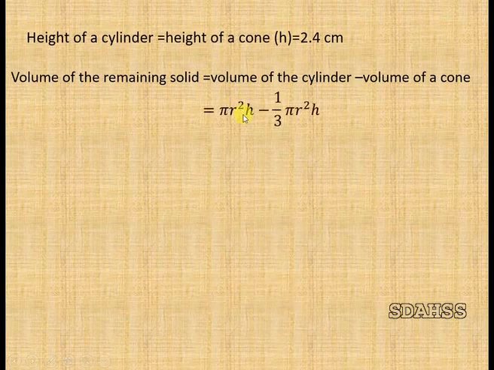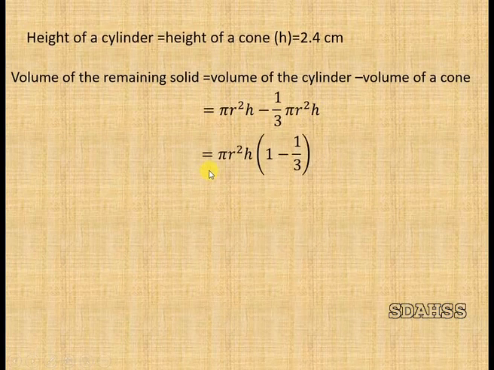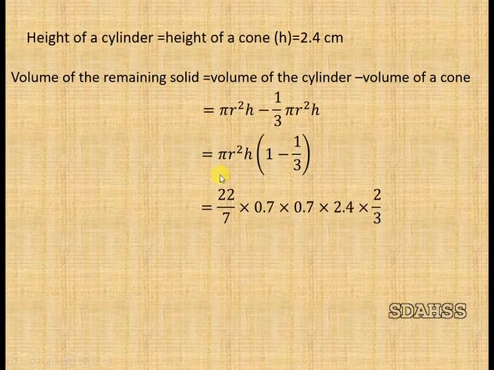Volume of a cylinder is pi r square h, minus volume of a cone is 1 by 3 pi r square h. Pi r square h is common, so take it outside. So remaining you have 1 minus 1 by 3. Substitute the values. In the place of pi you have to write 22 by 7, into radius is 0.7 into 0.7, into height is 2.4, into 1 minus 1 by 3 is 2 by 3.